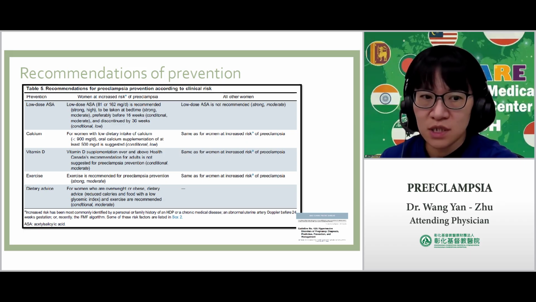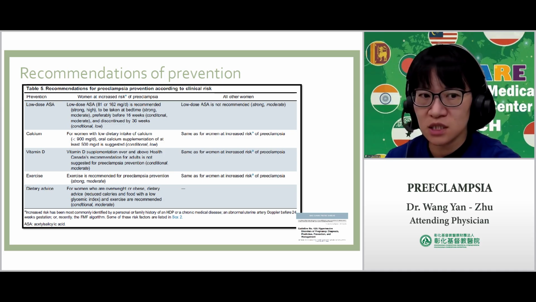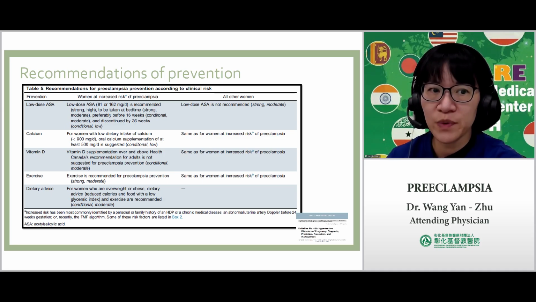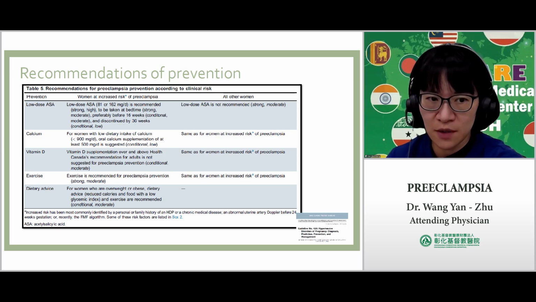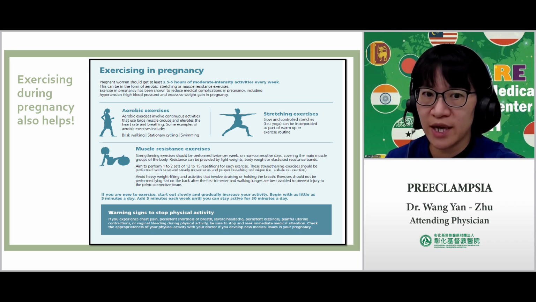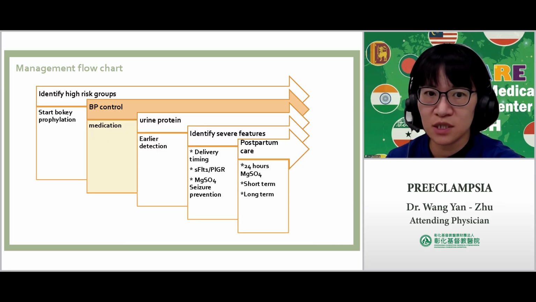And before, some people would talk about fish oil or omega-3 or other things. Those are not evidence-based effective. So only low dose aspirin, calcium, vitamin D, and exercise are suggested for the prevention of preeclampsia. So we have to encourage our pregnant women to do exercise, either aerobic or stretching or muscle resistance exercise. If they don't have preterm labor signs, they can do exercise during pregnancy.